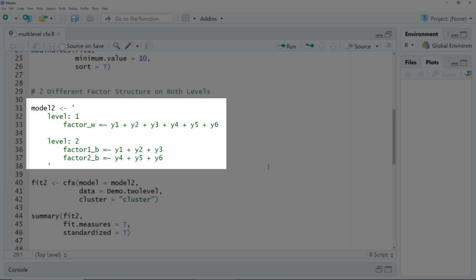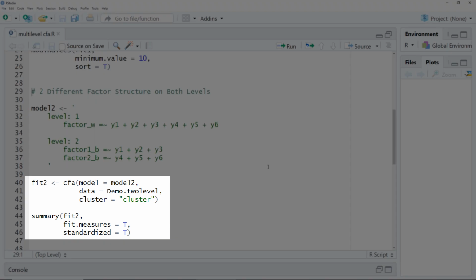Level 1 stays the same because that was okay. But now level 2, I split the between factor in 2 factors. One factor with the indicators y1 to y3 and a second factor for the indicators y4 to y6. The rest, the estimation and the summary function, stay the same.